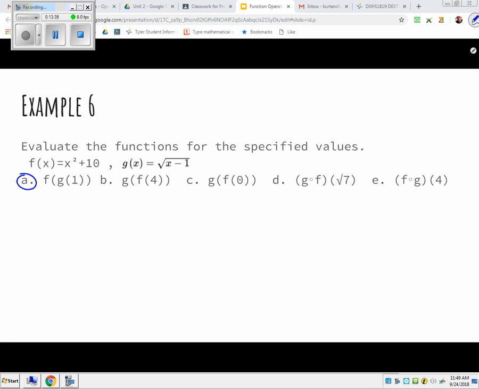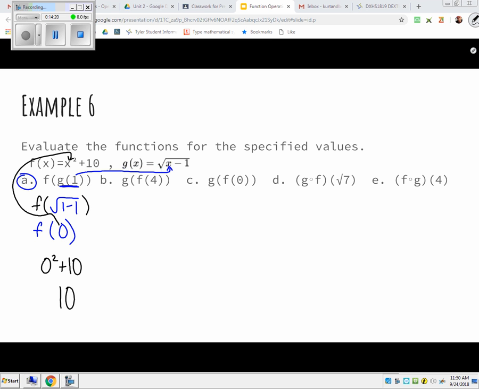So I'm just going to start over here with A. It says F of G of 1. Okay. My rule said start with the inside function. So this F part just comes down. And I'm going to do just G of 1. Well, G of 1 means I'm just going to take this 1 and plug it in for that X. So I'm just evaluating that function on the inside. I get F of 0. So now I'm done with that G part. I just have F of 0. I'm going to take this 0 right here and plug it back into my F function, which gives me 0 squared plus 10, which in turn gives me 10.